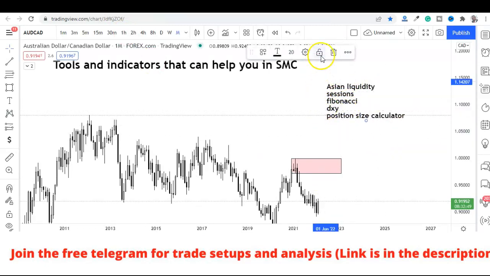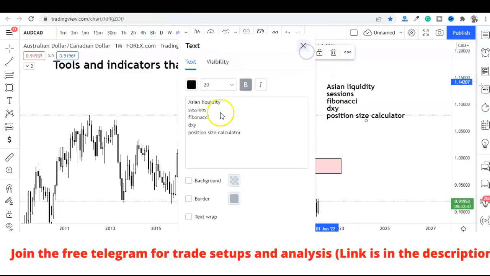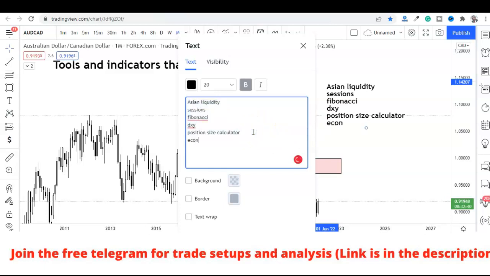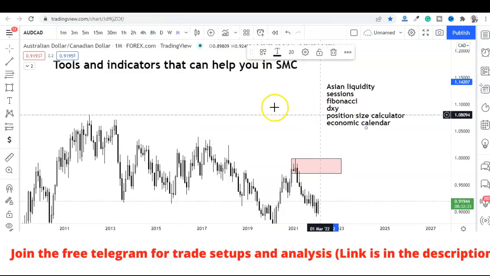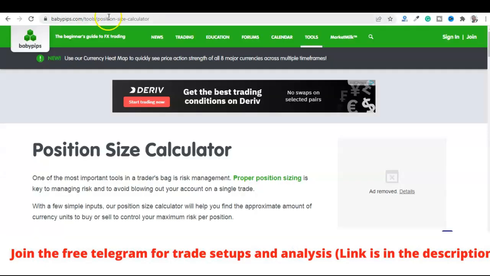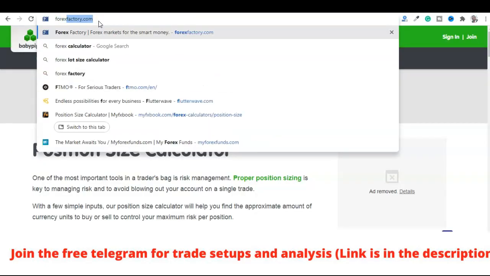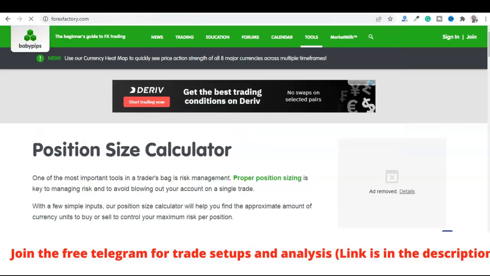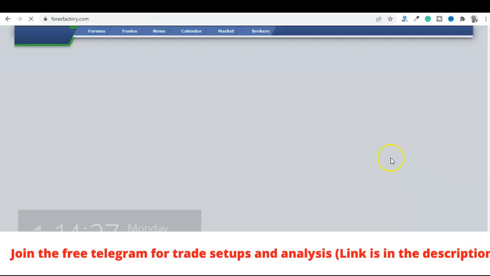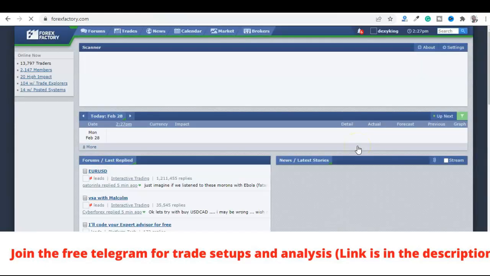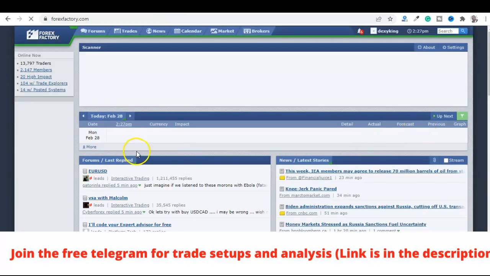Then the last one is simply your economic calendar. In your economic calendar, what we usually use mostly is Forex Factory. This is used to know the news events, the fundamental events coming out for the week, and it will help guide you.